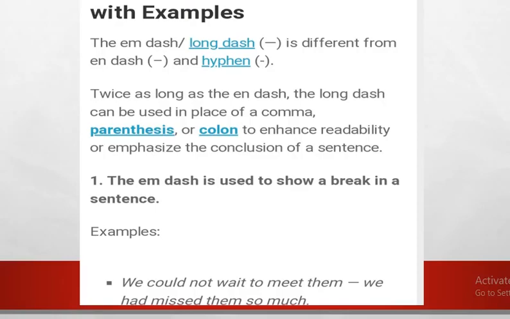When to use em dash? The em dash or long dash is different from en dash and hyphen. Twice as long as the en dash, the long dash can be used in place of a comma, parenthesis or colon to enhance readability or emphasize the conclusion of a sentence. The em dash is used to show a break in a sentence. We could not wait to meet them — we had missed them so much.